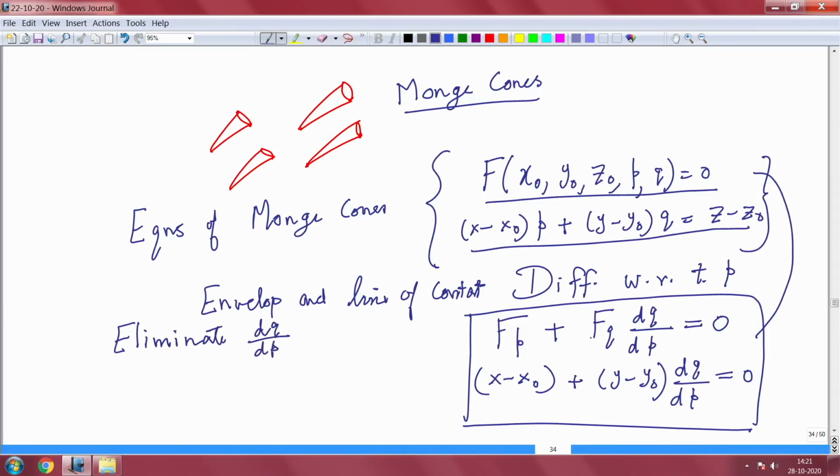If you eliminate dp by dq, you get this. Let me use a different color. If you eliminate dq by dp, you get (x minus x naught) by fp is equal to (y minus y naught) by fq. So you see, you have these two equations star together with this equation.